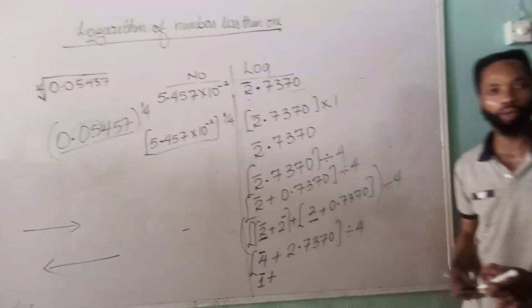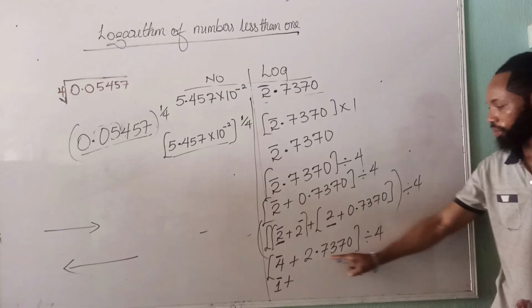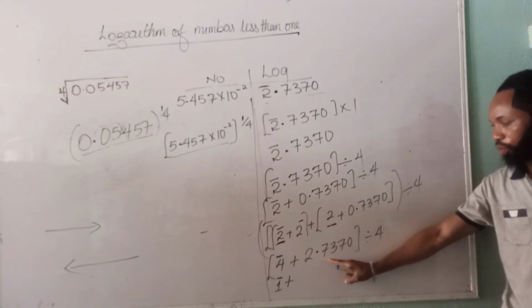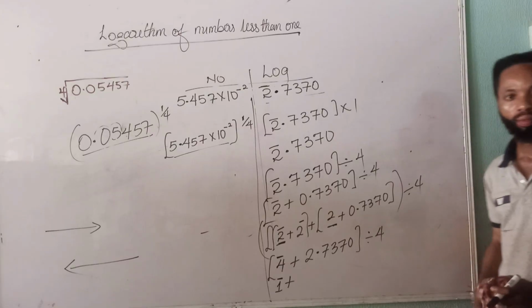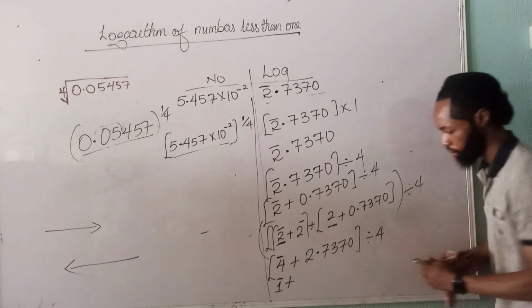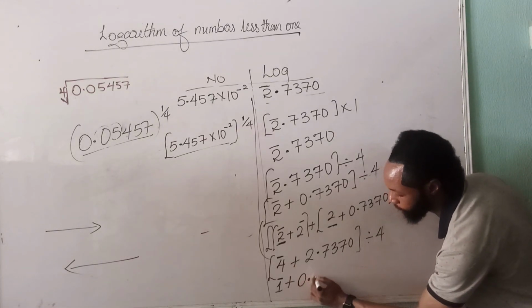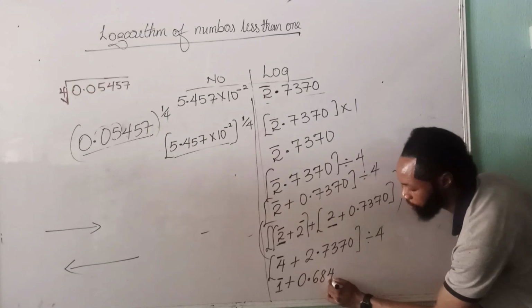Plus, now punch your calculator. Let's divide this: 2.7370 divided by 4. What do we have? 0.6843.